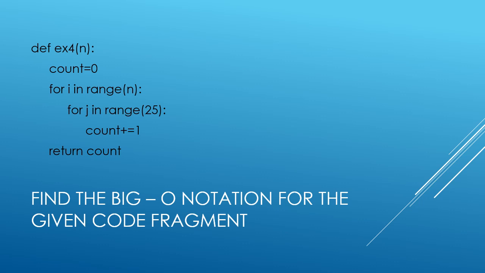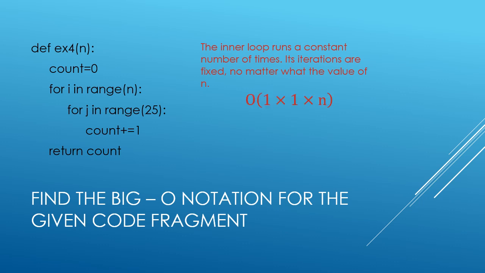The j for loop runs 25 times, no matter what the value of n. The i for loop runs n times. The inner loop runs a constant number of times. Its iterations are fixed, no matter what the value of n. O(1) into 1 into n. The code fragment is O(n).